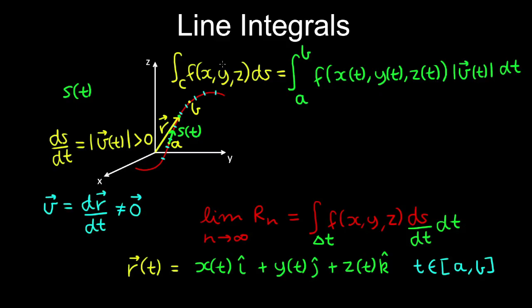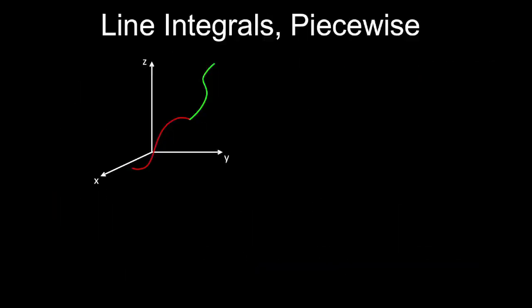So to evaluate the integral of a continuous function over a curve, all we need to do is find any smooth parameterization of the curve over the closed interval from t equals a to b, and we can evaluate the line integral over t.